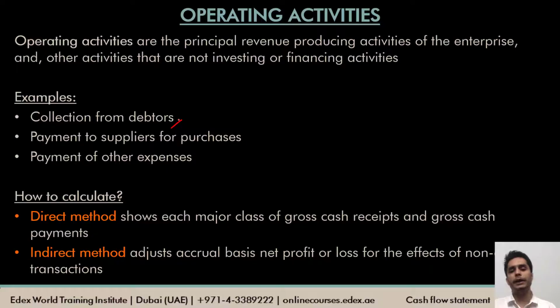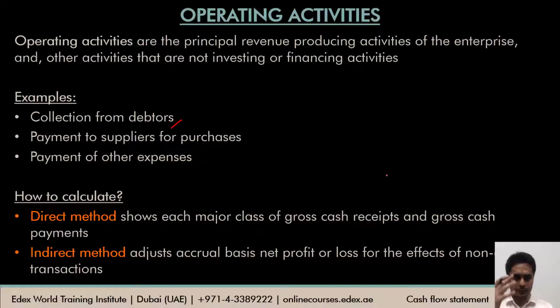Now, cash flows from operating activities can be calculated in two ways. One is the direct method, another is the indirect method. To calculate cash flow from operating activities under the direct method, one is expected to list out all the sources that have caused inflows and outflows of cash during the year. For example, collection from debtors, so and so amount, payment to suppliers, so and so amount. This is one way which is usually not used, especially for your examination purposes. The direct method is not in the syllabus. What is in the syllabus is the indirect method.